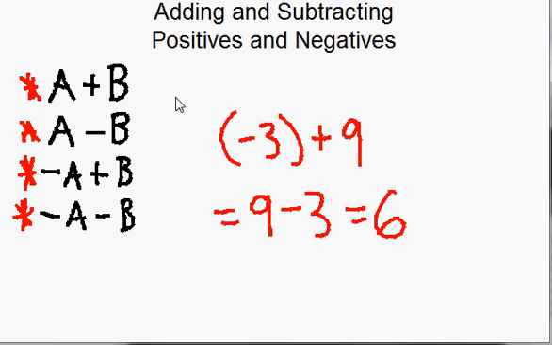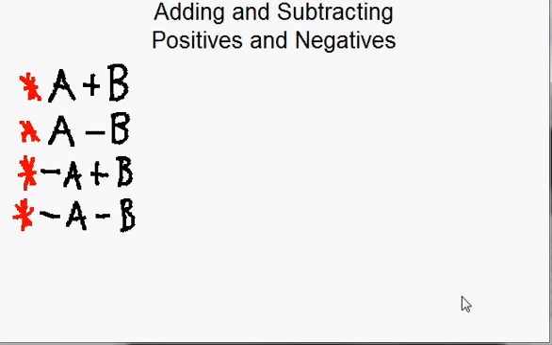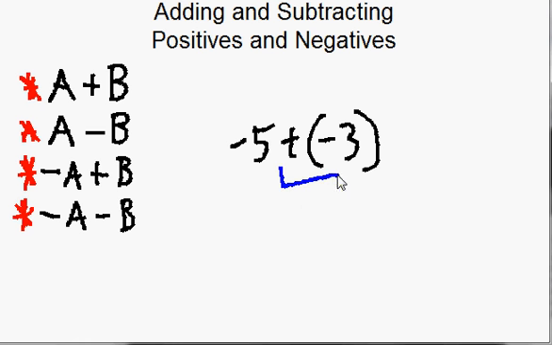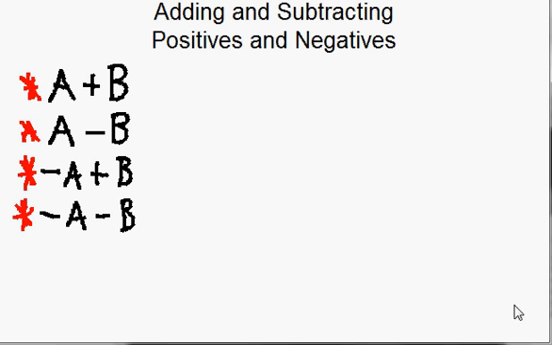All right. How about if we have negative 5 plus negative 3? Okay, in this case, I've got a plus and a minus next to each other. Remember what happens there? The plus and the minus can get combined together into a minus. So it ends up with a negative 5 minus 3. So that's negative A minus B. So you add them together and make it negative. Negative 8.